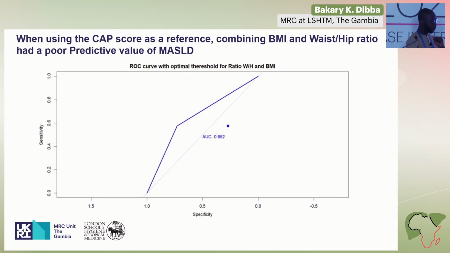So we all know in Africa, diagnostics is a problem, especially access to probably FibroScan or ultrasound scan. In our setting, it could be challenging. So we were trying to combine both the BMI and the waist and hip ratio to see if we can predict the diagnosis of muscle. But this is not shown to be very significant when you combine the 2.